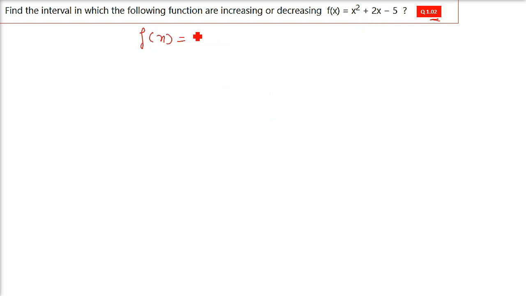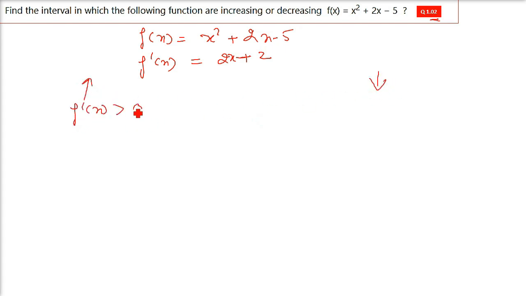I will solve this one again, x square plus 2x minus 5. So we will do f dash x. It will be 2x plus 2. First we will find out the increasing and decreasing, rather we'll do them together. F dash x should be greater than 0 for increasing. That is, 2x plus 2 should be greater than 0 for increasing. Just divide both sides by 2.